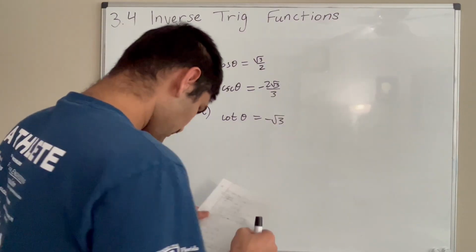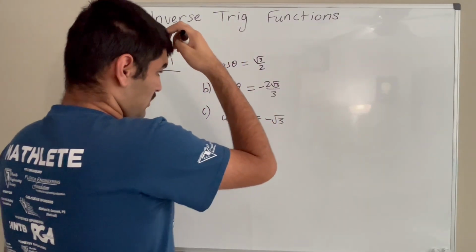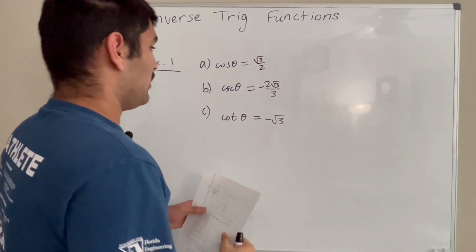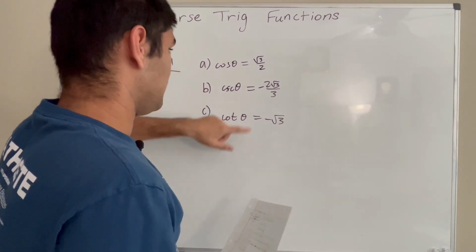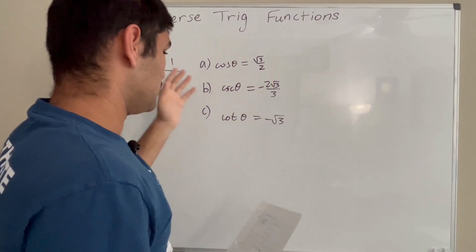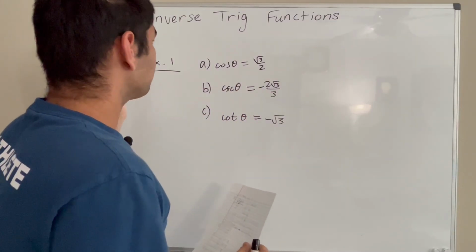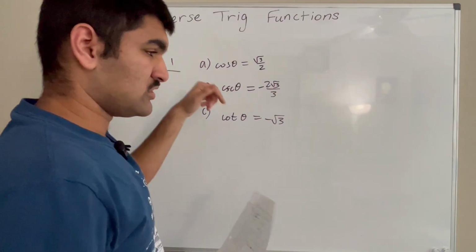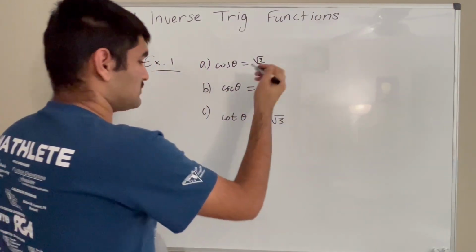Alright, so now let's go through each of these together. I'm just going to mention that you definitely can use exact values to find the angles because all of these are exact values. So if you use exact values, that's perfectly fine. But since we are talking about inverse trig functions in this video, that's the method I'm going to be using. Okay, so let's begin with the first one.